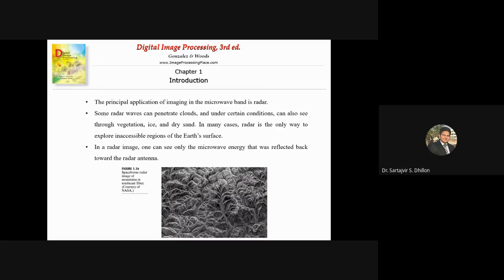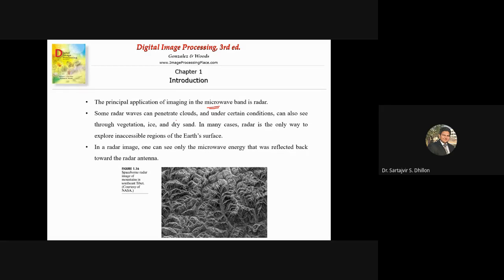Yes, there is one most important application of digital image processing, that is in the microwave band. In the previous images, the images were generally acquired during the daytime when the sunlight is there, and the sensors available on the satellites acquire the images during the daylight.